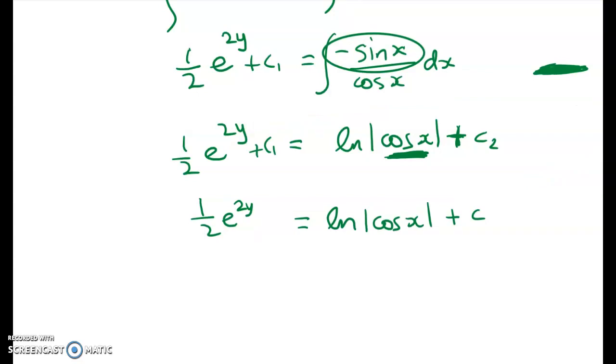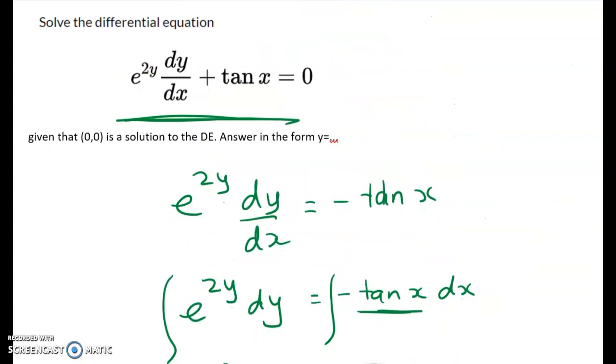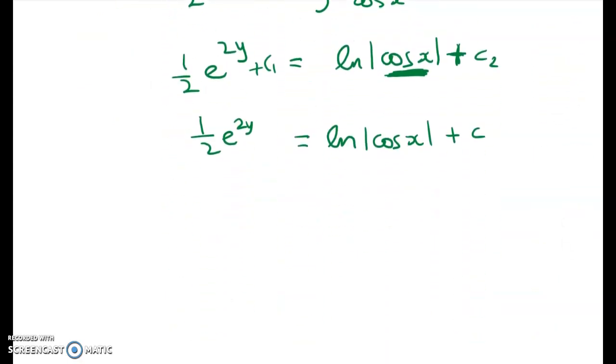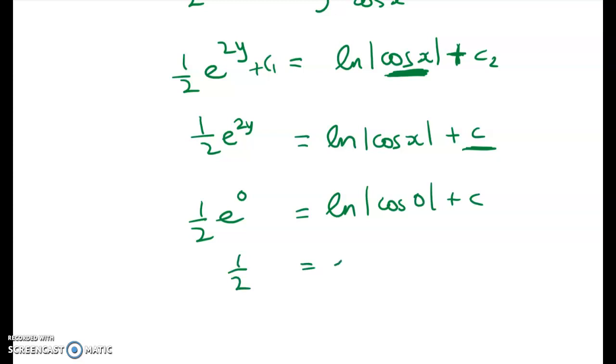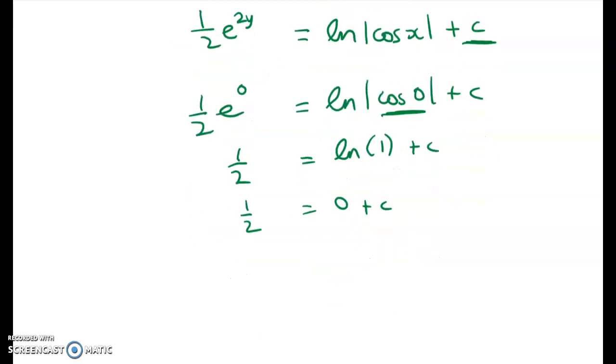Now the next thing we're told is we have to end up with a solution of y equals, but this is a good point to substitute in my particular solution, which is (0, 0). That's going to let me figure out what the constant is. So we have a half times e to the power of 0 is equal to the natural log of cos of 0 plus c. E to the 0 is 1, so we've got a half is equal to the log of cos of 0, which is 1, so the log of 1, plus c. A half is equal to 0 plus c, so c is a half.